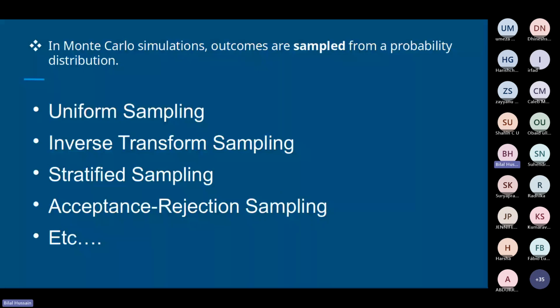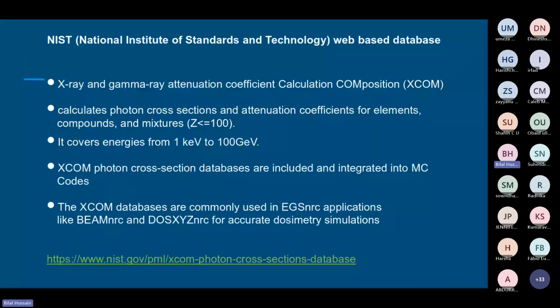Before going into the actual physics part, I want to show where we can get the physics data. The physics data is already curated and made available by many agencies. One of them is NIST, the National Institute of Standards and Technology. They maintain web-based databases, including the X-ray and gamma-ray attenuation coefficient composition database, commonly known as XCOM. XCOM data is very well known in the physics field.